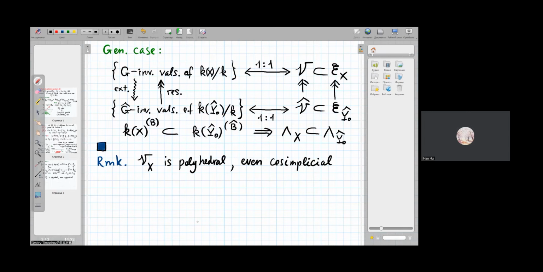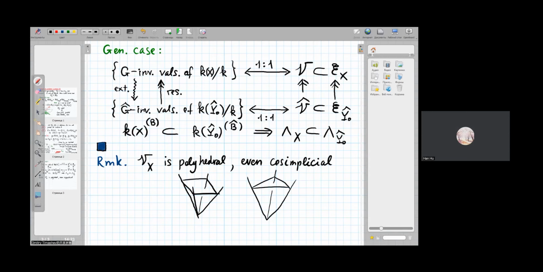For instance, the cone like this. This cone in a three-dimensional vector space, this cone is polyhedral but not cosimplicial. And this cone, again, in a three-dimensional vector space, this cone is cosimplicial. Okay?